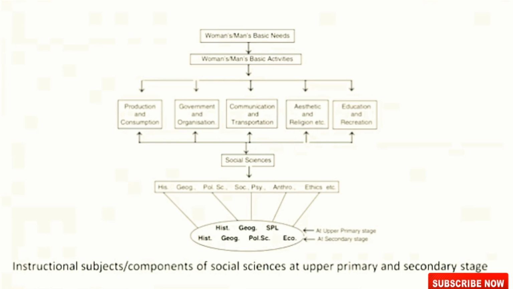Here we can refer to the picture for more understanding: women's and men's basic needs, basic activities, which include production and consumption, secondly government and organization, thirdly communication and transportation, then aesthetics and religion, lastly education and recreation. All become social sciences as history, geography, political science, psychology, anthropology, etc. History, geography, political science at upper primary stage and history, geography, political science and economics at secondary stage.